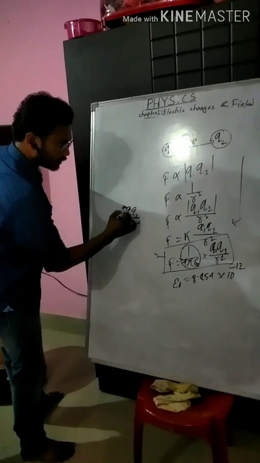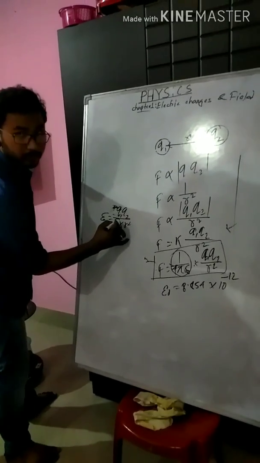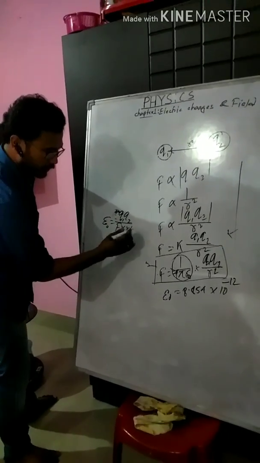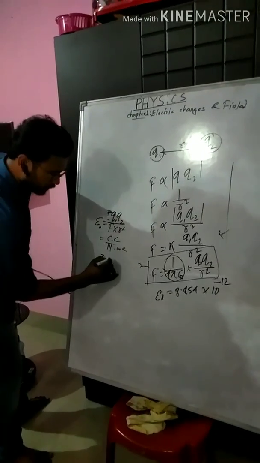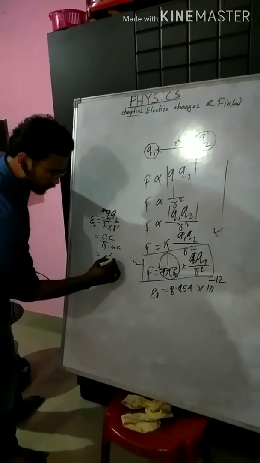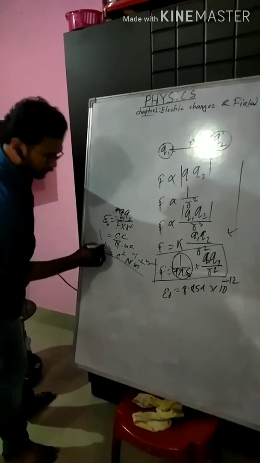Now you know the unit of charge, that is Coulomb, so C into C, and the unit of F is also known, that is Newton, and distance, meter square. So the unit of epsilon naught will become C square, that is Coulomb square, Newton to the power minus 1, meter to the power minus 2.